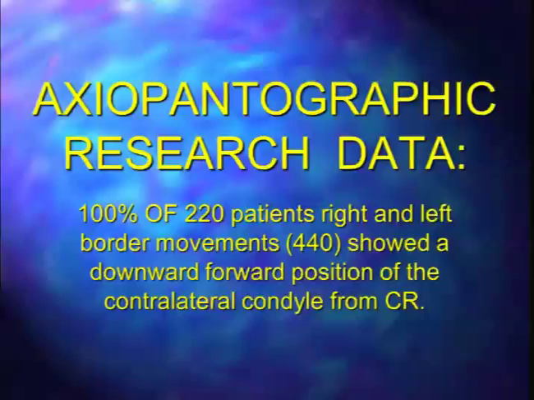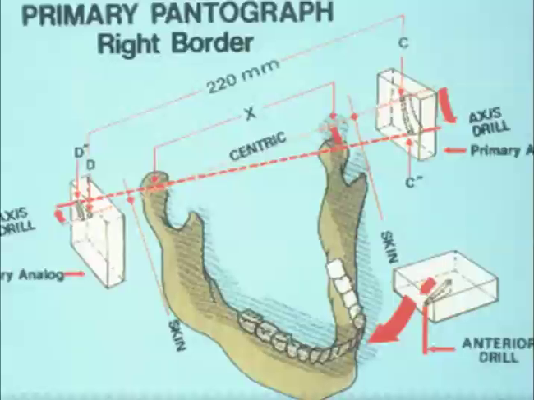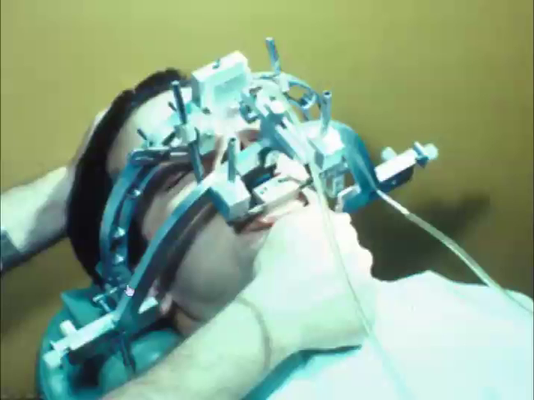He published his results in the Journal of Prosthetic Dentistry in 1969, part 1 being the recording apparatus, where he did not know what the intercondylar distance was, but he standardized the drills at 220 millimeters apart. And these were actually air-driven drills that went into solid plastic blocks. So as the patient would move their jaw laterally, the drill would be grinding the patient's movements into these solid resin blocks. So let's take a look at the research film at this time.